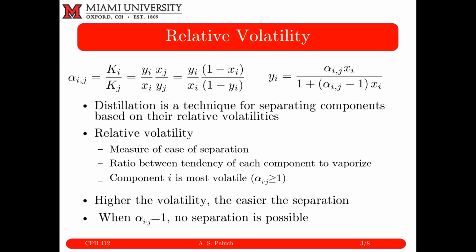Okay? And when we talk about separating two components based on the relative volatility, the idea being the greater the value of alpha, the easier it is to separate those two components, because their volatilities are going to differ by a large amount. And in the limit that alpha is 1, then we just have an azeotropic system and no separation is going to be possible. Right? So relative volatility is incredibly important.